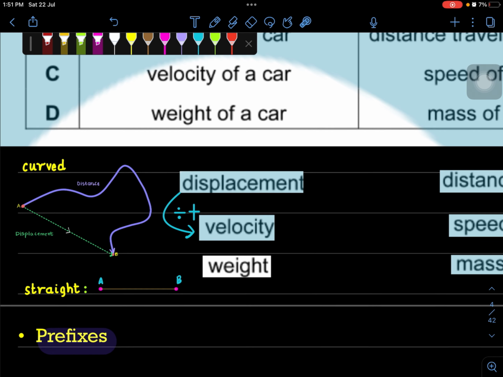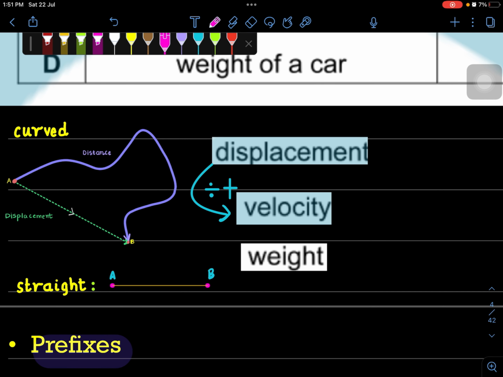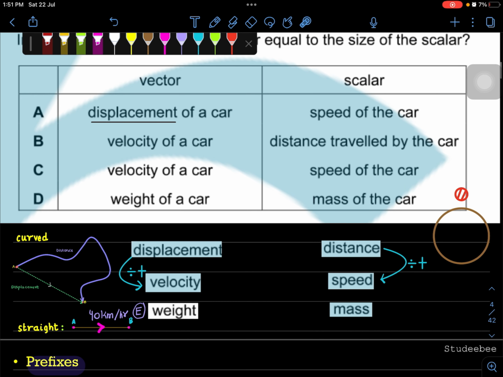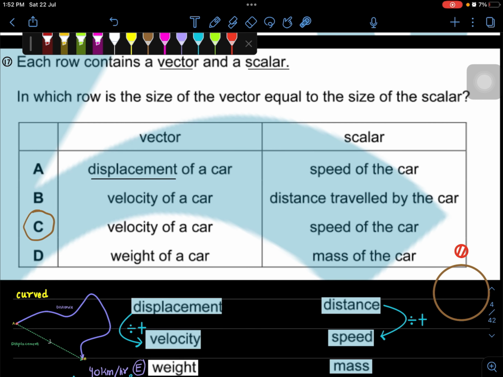To elaborate that a bit more, let's say that a car is moving at 40 kilometers per hour. If I only add the magnitude or the size of this quantity, this is the speed. But if I say that the car is moving at 40 kilometers per hour towards east, the addition of this direction has made this a vector now. Okay? So, option C would be the correct option. The velocity is equal to the speed of the car. Let's discuss option D now. What is mass and what is weight and how do they differentiate from one another?